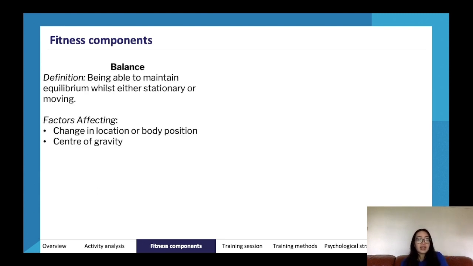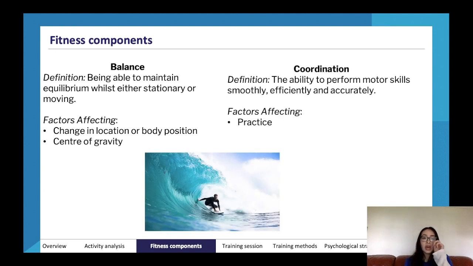Another skill-related fitness component is balance. This is defined as being able to maintain equilibrium whilst either stationary or moving. Factors which can affect balance include change in location or body position and center of gravity. We did discuss this quite a while ago, but in order to modify your center of gravity, you can crouch down lower toward the ground.